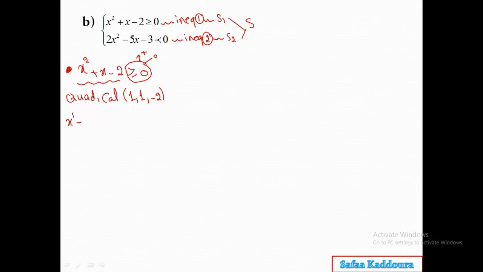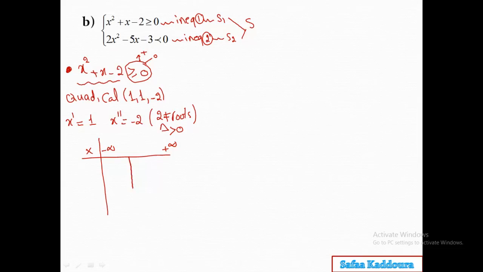We will get x prime equals 1, x double prime equals minus 2. That means two distinct roots, and you will conclude that delta is greater than 0. I will draw the table of sign, x from minus infinity to plus infinity, and I will arrange the roots from the smallest to the greatest, and this is the function that I will study at sign.